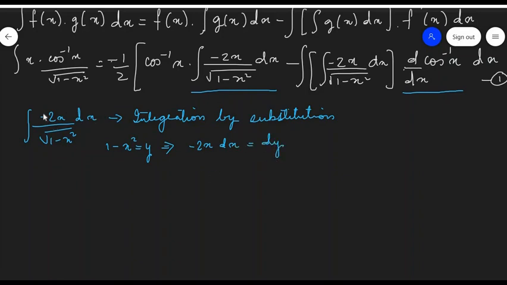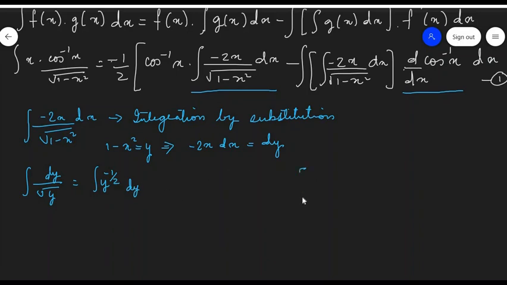So I get the whole numerator as dy and the denominator will be square root of y, which is very easy to integrate. So I can write this now as dy upon square root of y. The square root of y can be written as y raised to 1 by 2, and since it is in the denominator, I will add a minus here. So I get y raised to minus 1 by 2 dy.